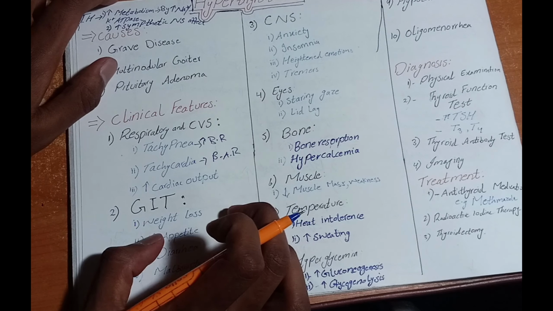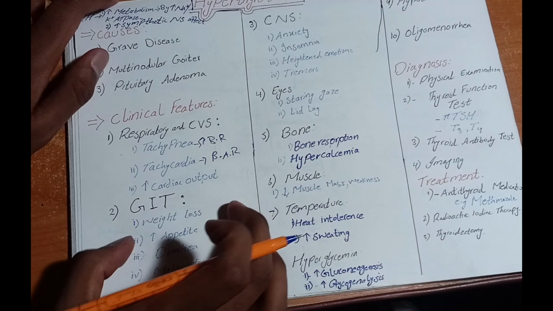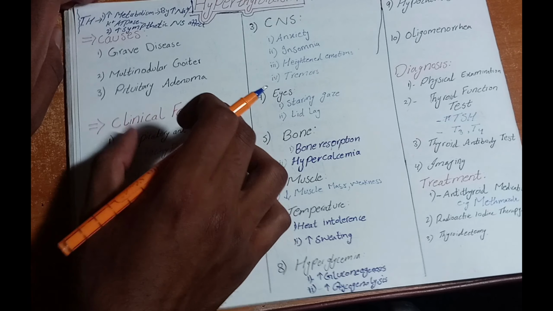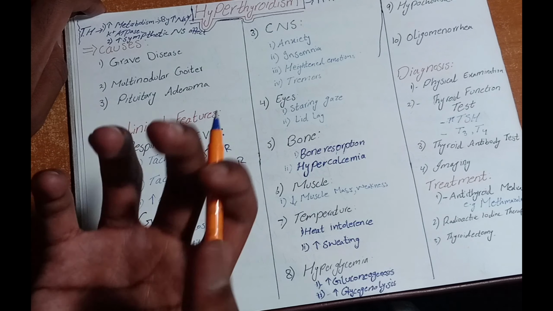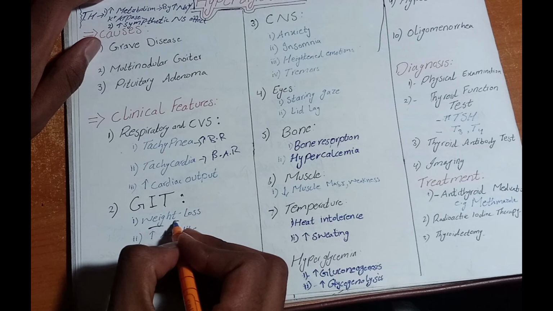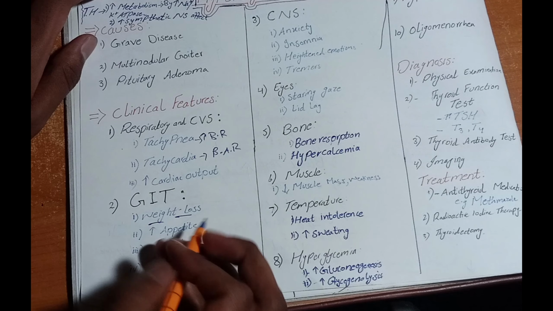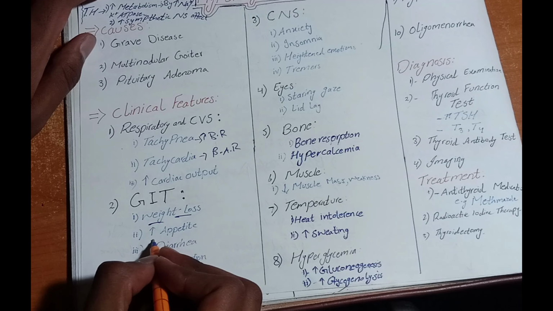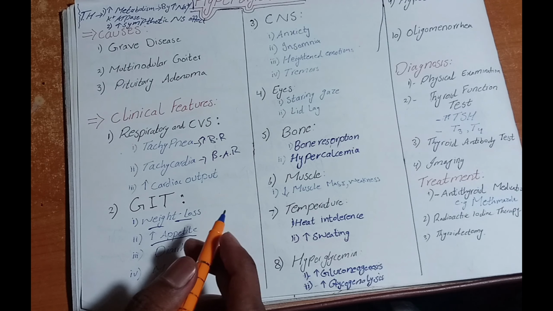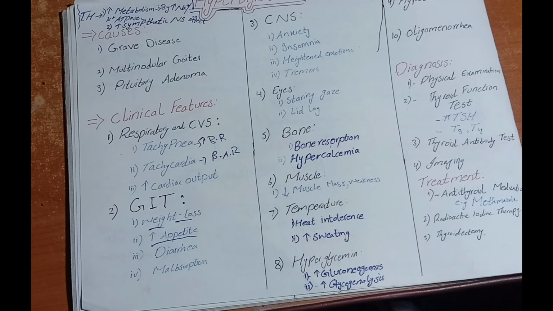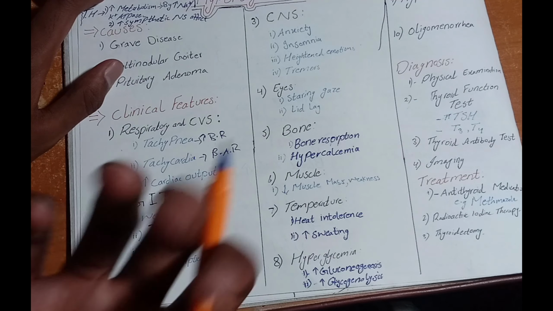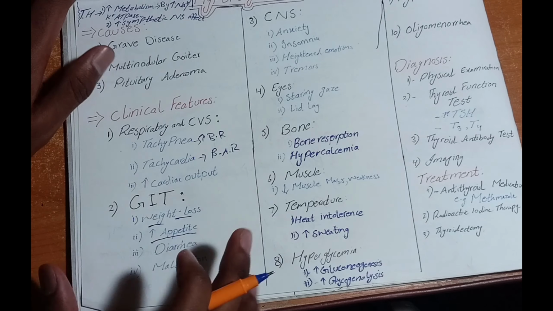Then come to the GIT. What effect occurs on the GIT when thyroid hormone increases in our body? First of all, we know that thyroid hormone increases body metabolism. When body metabolism starts increasing, then what happens? The patient presents with weight loss, and due to increased body metabolism, the appetite of the patient also increases. But this appetite can't increase the weight of the body because metabolism is too high, which increases the breakdown of fats and proteins and muscles, which will lead to weight loss.